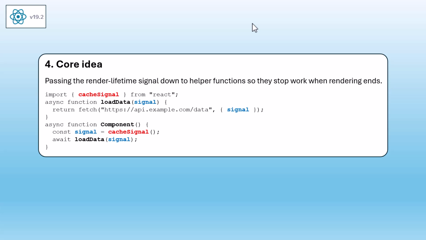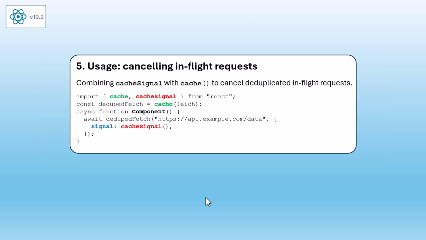4. Core idea. The key idea to communicate here is that cacheSignal is tied to rendering, not to components in general. It represents the lifetime of the cached render, not the lifetime of a request, a function, or a piece of data. Anything that depends on the render being alive can listen to this signal and stop working as soon as React is done.